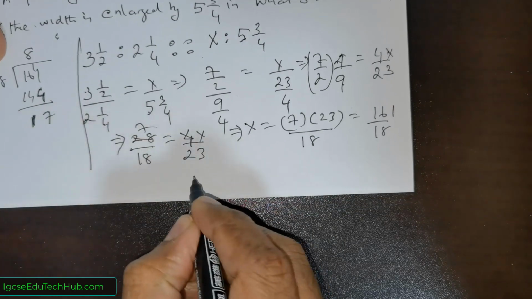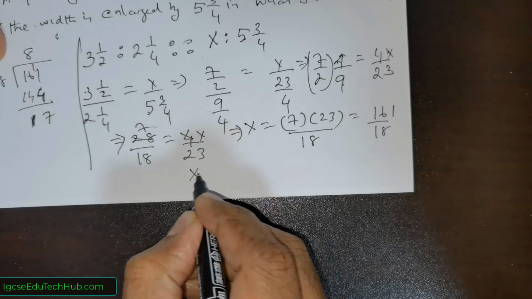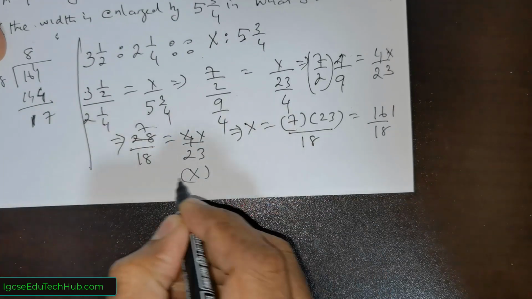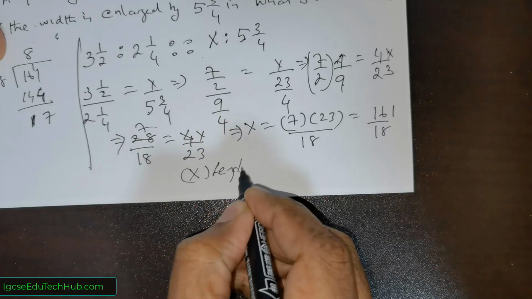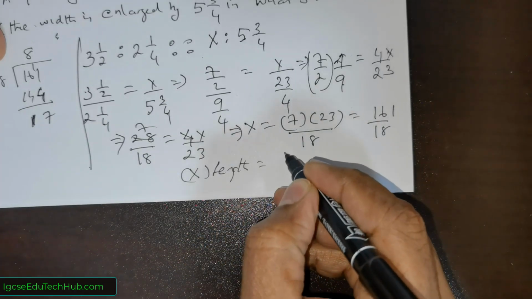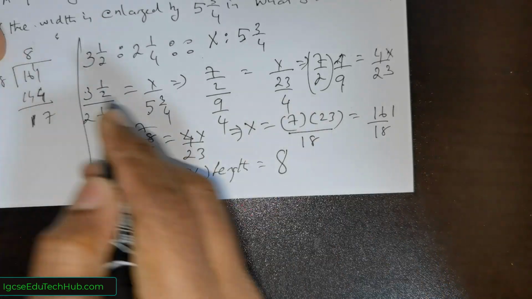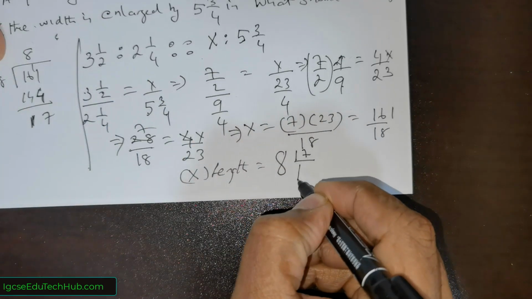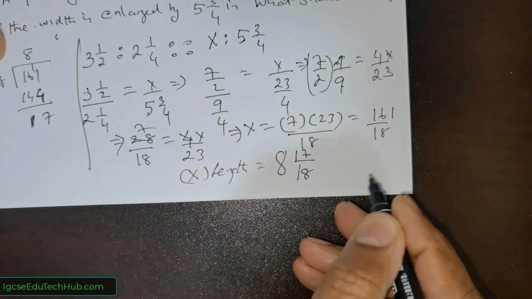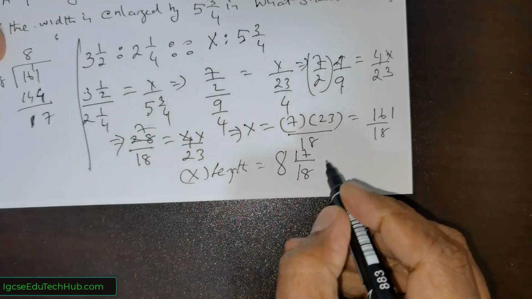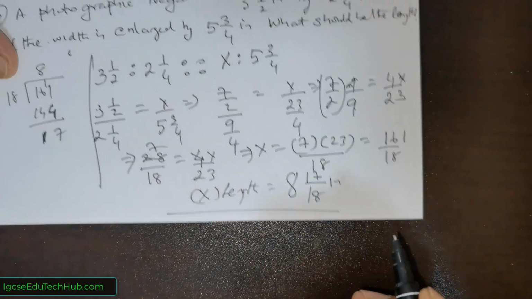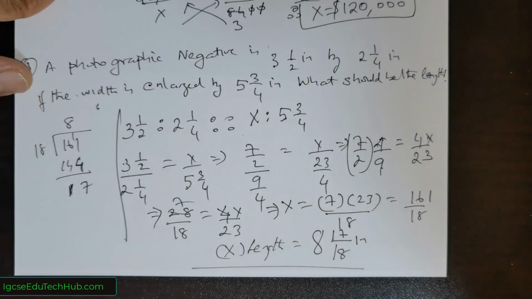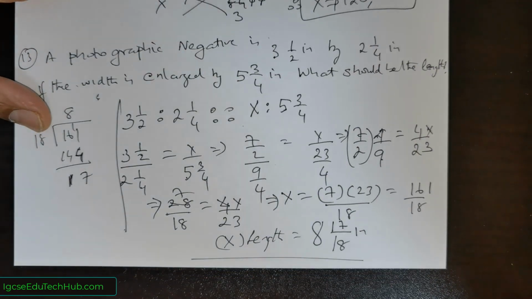So the length, you can simply write the length. X is what is the representation, but this is actually the length. So the length is equal to, the quotient is 8, the remainder is 17, and the divisor is 18. So this is going to be in inches. Okay, so that is the end of this particular solution. We move on to the next question.